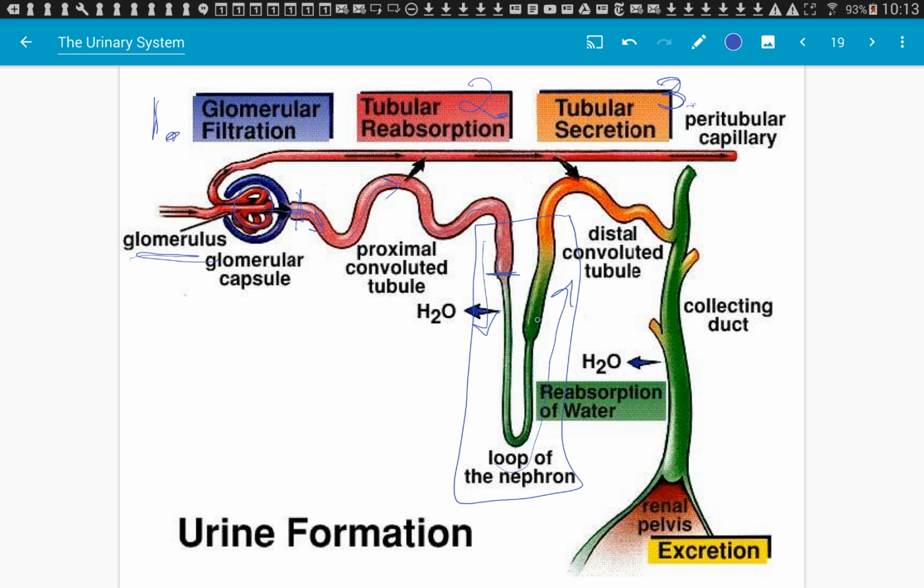And then the filtrate continues traveling, goes up the loop of Henle, and as you go up, notice it changes back to that simple cuboidal epithelium, which again makes it much more difficult for substances to pass through because it is thicker.